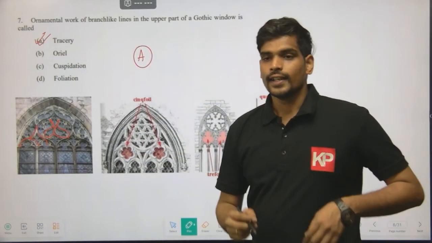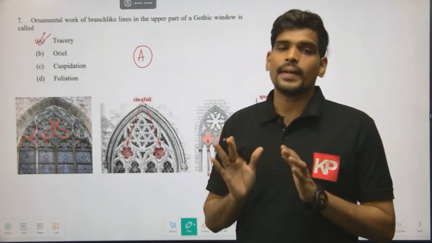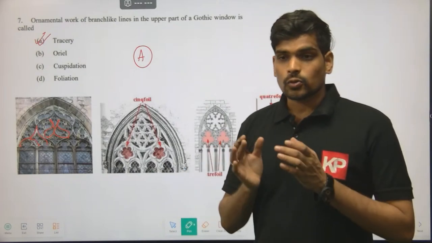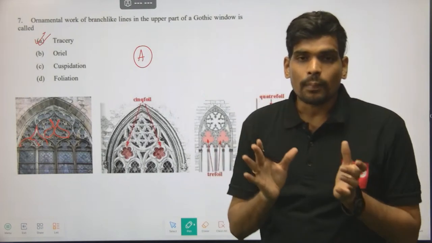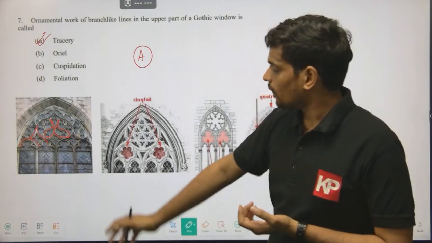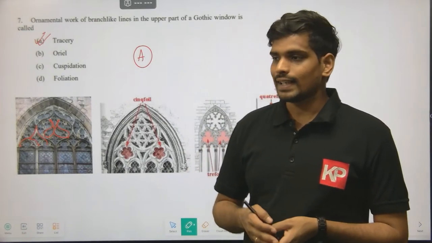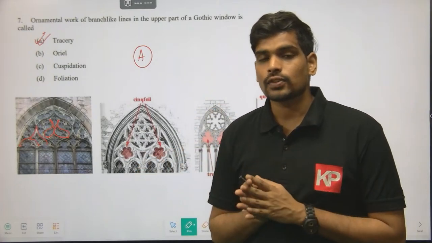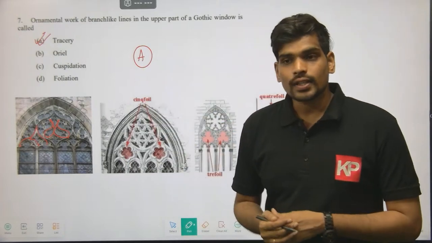What is tracery? Tracery is a decorative work in Gothic architecture which is generally made out of stone. All these carvings, remember, are generally made out of stone. So stone decorative work with thin bars used to support the glass. What is the structural purpose of it? To support the glass. Not only for ornamentation purpose, it also supports the glass. So slender bars of stone used in decorative branch work in Gothic windows, which also support the glass, is called tracery.